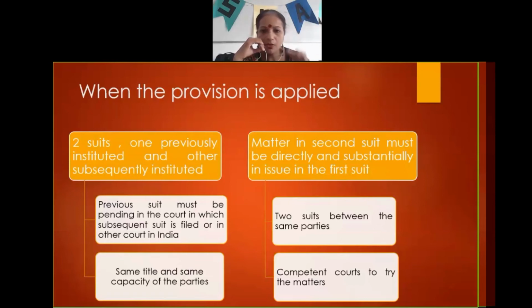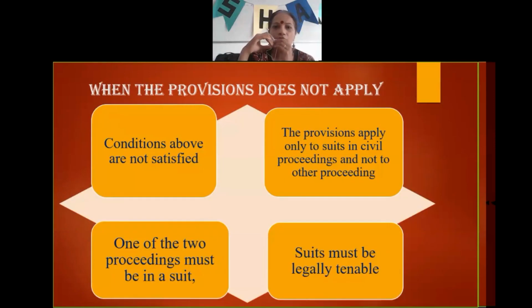Both the parties must be plaintiff or defendant, exactly as in the previously instituted suit. The one who was plaintiff is the same plaintiff in the subsequent suit. The one who was defendant in the previous suit is the same defendant in the subsequent suit. So if that is the case, then we would say that the application of section 10 would be made operative. Then next is when the provision does not apply.